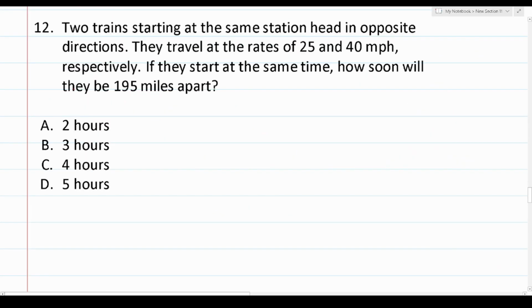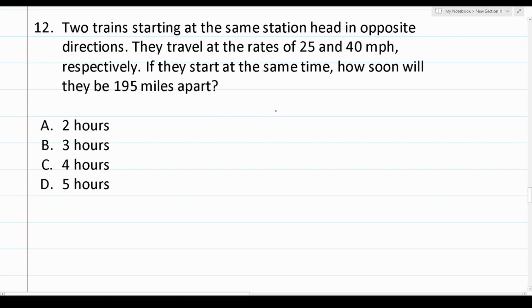All right, number 12 says, 2 trains starting at the same station head in opposite directions. They travel at the rates of 25 and 40 miles per hour respectively. If they start at the same time, how soon will they be 195 miles apart?